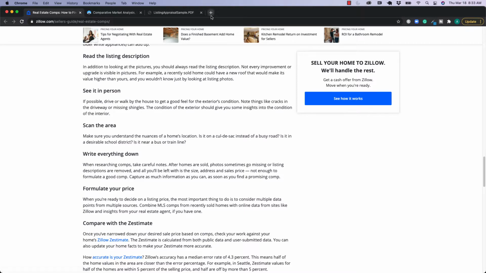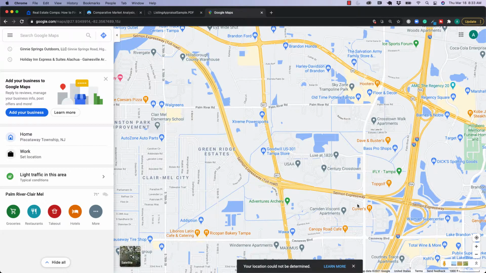And you know what, I'll just go and look at an example right now for that. Okay, so right now I'm on Google Maps. Just want to show you a quick example.